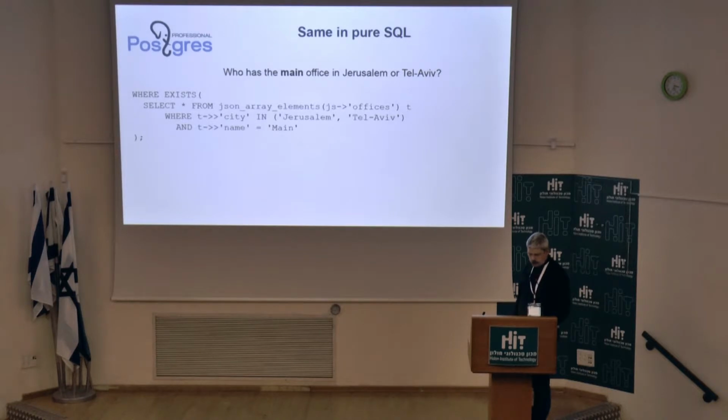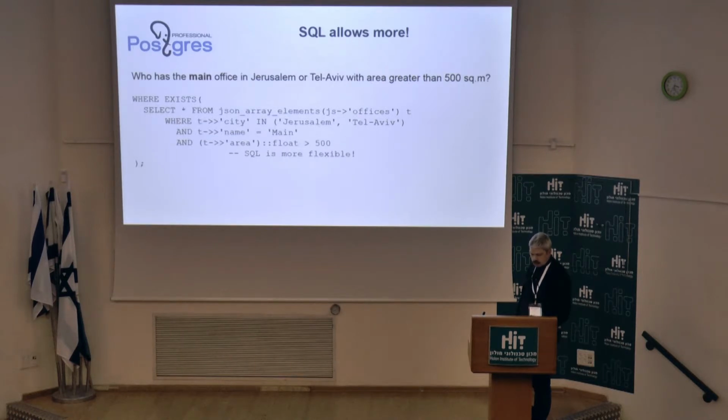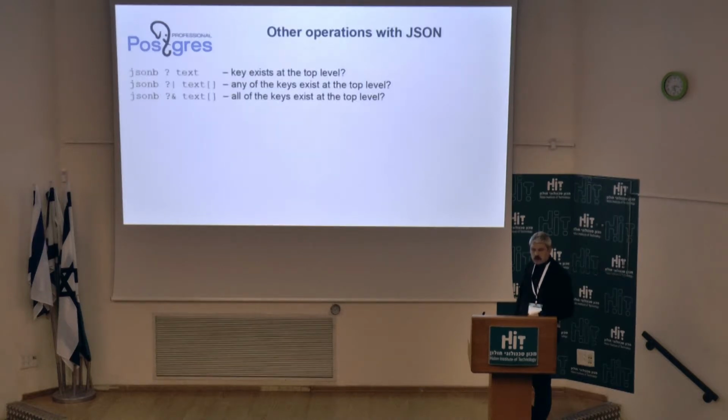Okay. Of course, it can be written in pure SQL, like that. But SQL allows more. For example, let's add another search criterion. We need big offices, greater than 500 square meters. In the SQL variant, you just add the greater condition here and have no problems. But there is no way to use JSON match here for this kind of condition. Strange, but it is because SQL is really a flexible language. You may do anything on the SQL level, but you can't do it inside some JSON match. And it's a problem, yeah?